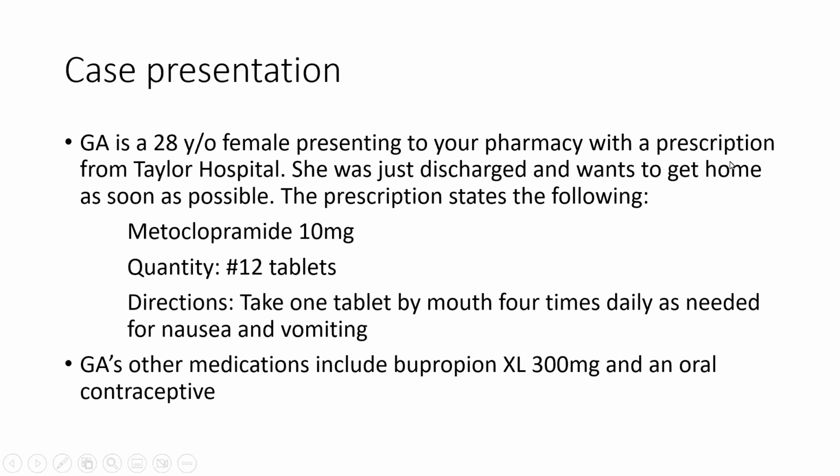So we have a case of a 28-year-old female. We're going to call her GA. She's presenting to the pharmacy with a prescription from Taylor Hospital. She was just discharged and she wants to get home as soon as possible. And the prescription says the following: metoclopramide 10 milligrams for 12 tablets, and the directions state to take one tablet by mouth 4 times daily as needed for nausea and vomiting. She states that she has significant nausea and vomiting, which is why she was admitted to the hospital. Her other medications include bupropion 300 milligrams and an oral contraceptive.